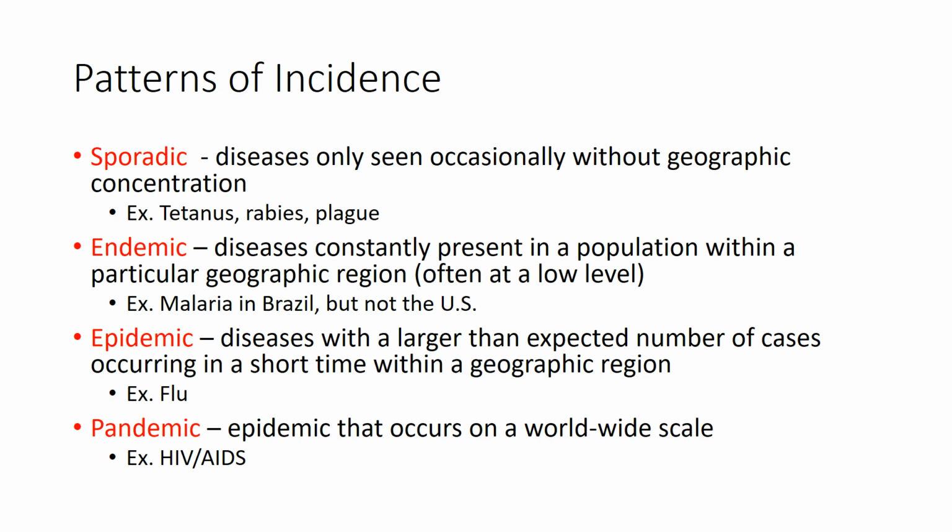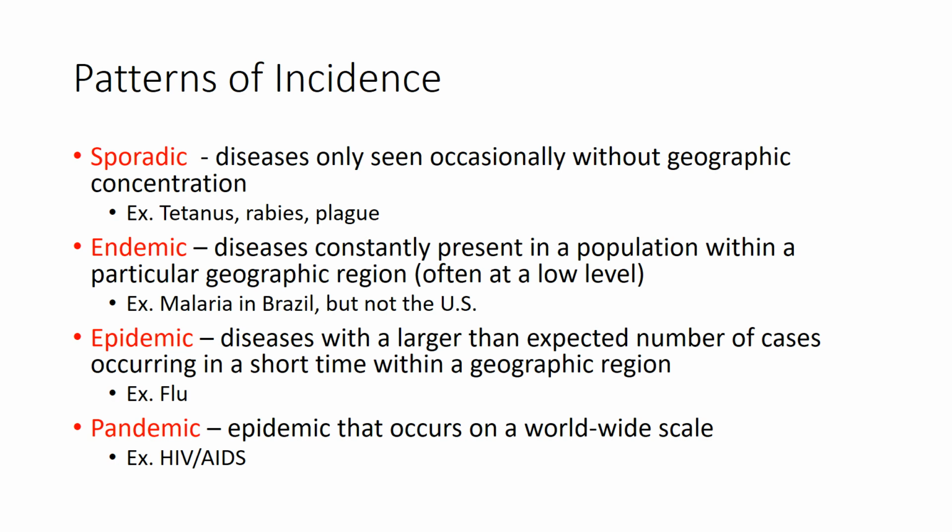All right. So this particular slide is patterns of incidence. Depending on how many new cases we see in a defined period of time, we can classify a disease. Some diseases are considered sporadic. That means just within a geographic region, they only happen every now and then. An example of that would be tetanus or plague or rabies. We may randomly see a couple cases a year in the United States, and we may see a case of tetanus in the Northeast, and then the next year we may see a case of tetanus in the Southwest. There's no real pattern we can see. It's just sporadic.